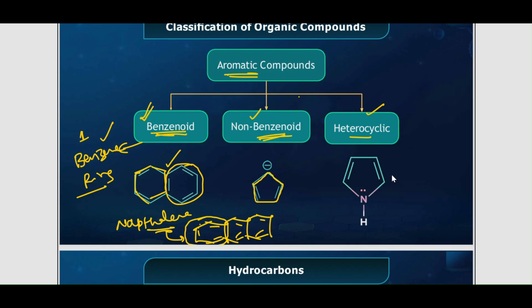Like that, it contains aromatic nature. Clear. But apart from the carbon atoms, it consists of other atoms like nitrogen, oxygen, sulfur. Clear. These types of compounds are called heterocyclic. Clear.